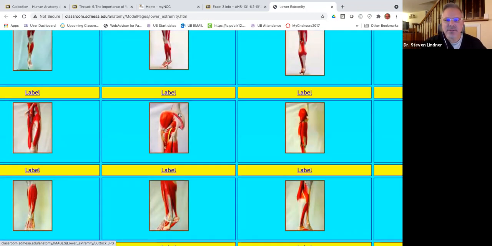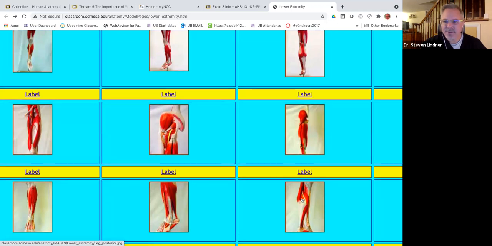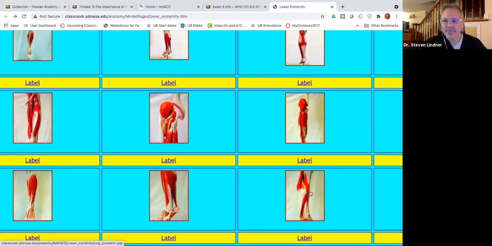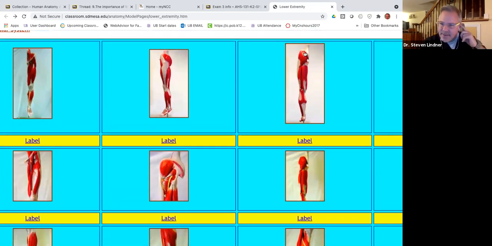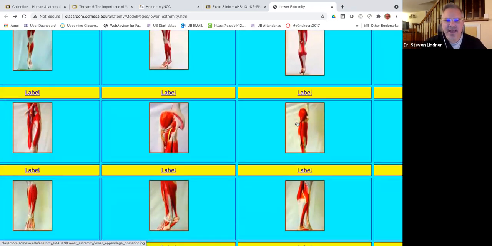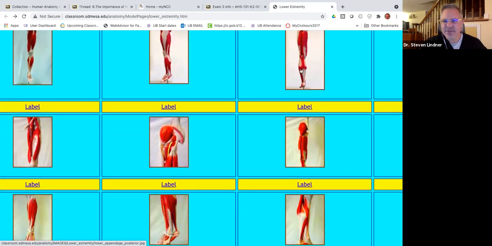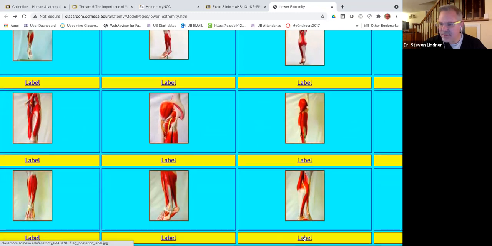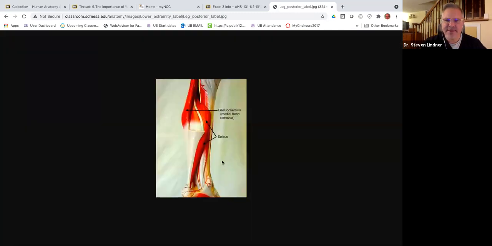Okay, let's look at the posterior. Since we looked at the gluteus maximus here, we looked at the hamstrings, we also looked at the posterior calf. Now we did the posterior hip. We did the posterior thigh. Let's look at the posterior leg, why don't we? Let's see what's down there.